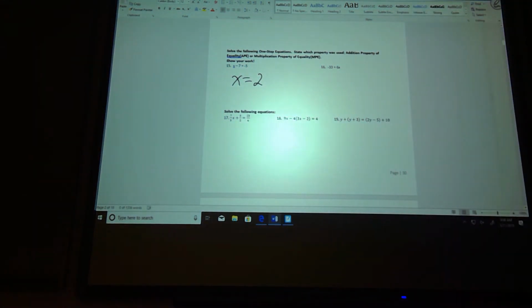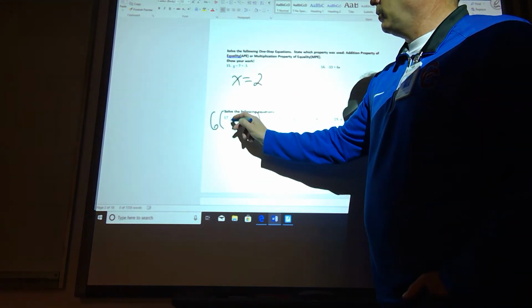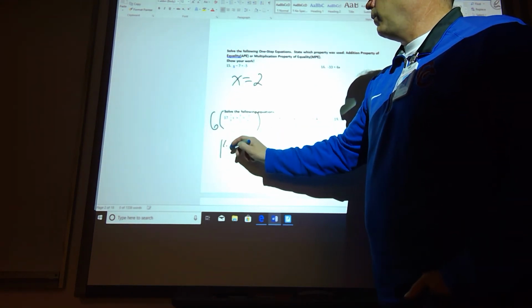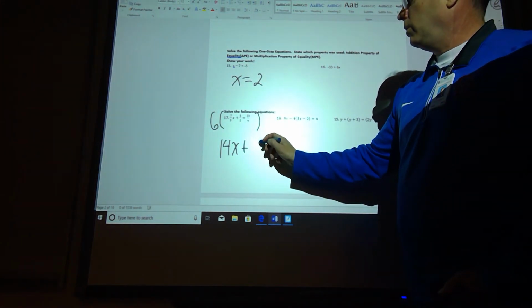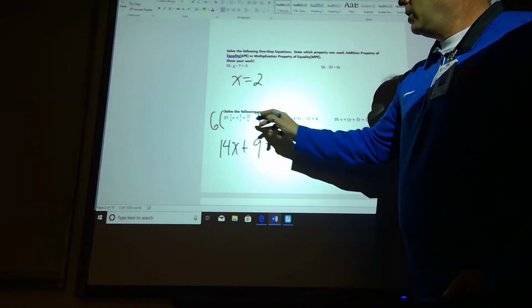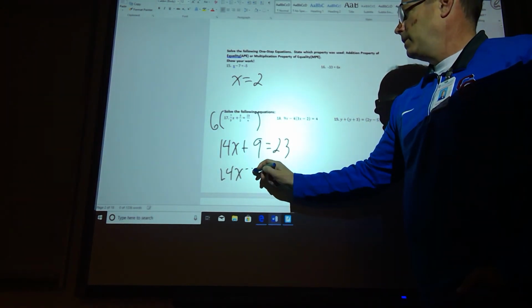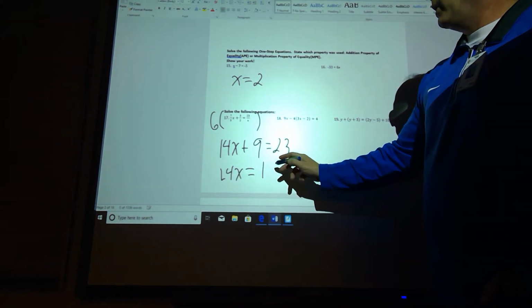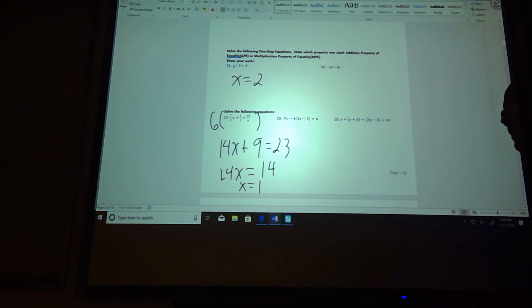Number 17, we are going to clear the denominator. It looks like 3, 2, and 6. The smallest number they all have in common would be 6. So I'm going to multiply everything by 6. So 6 times 7 is 42. 42 over 3 gives me 14x. And then 6 times 3 is 18. 18 over 2 is 9. And then I get 23. Subtract 9 from both sides. So I get, what is that going to be, 14? And then x is equal to 1 if I divide both sides.